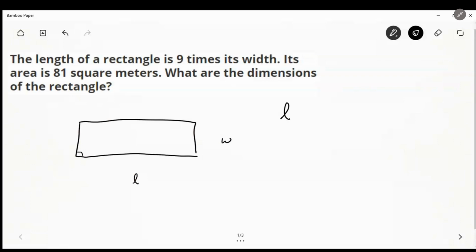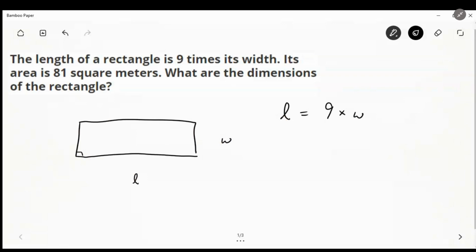So length equals 9 times the width. And you see how I drew out the rectangle, so it kind of represents that. I know it's not exact, but you know that the length is longer than the width because it's saying it's 9 times as long as the width.